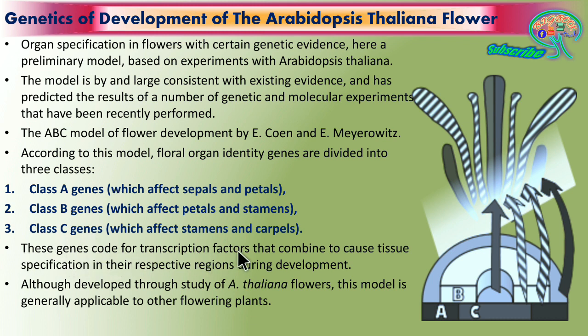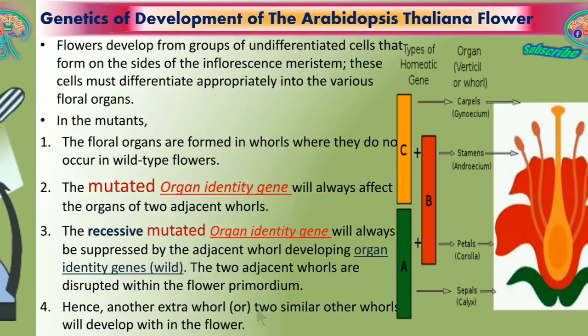These genes code for transcription factors that combine to cause tissue specification in their respective regions during development. Transcription factors are very important during the development. Those transcription factors will define the cell specificity of the organ. Although developed through study of Arabidopsis thaliana flowers, this model is generally applicable to other flowering plants. So here, with the help of the Arabidopsis thaliana flower, these particular classes have been studied, and this model is generally applicable to other flowering plants also. So that is the meaning here.